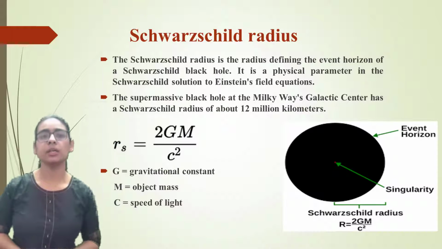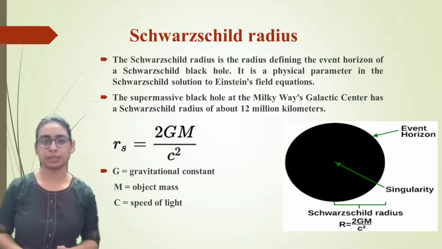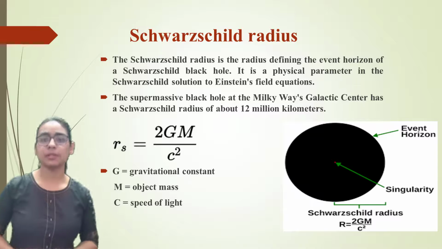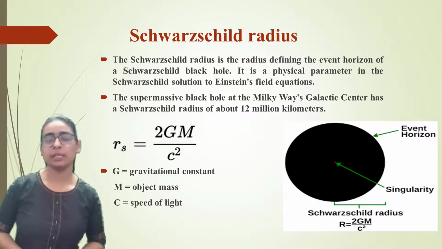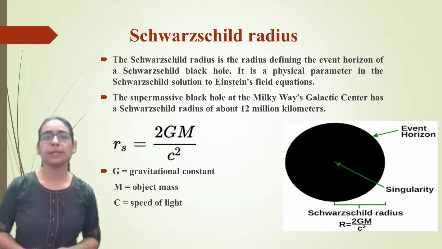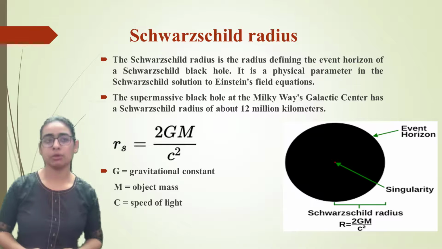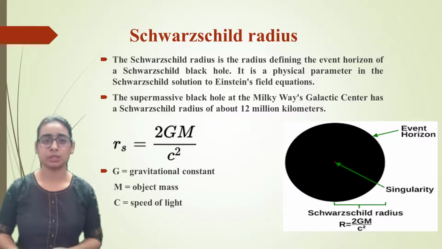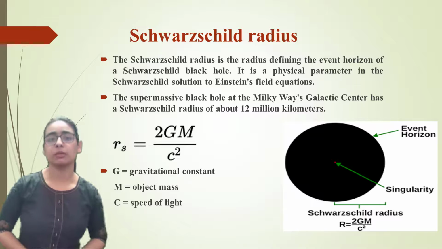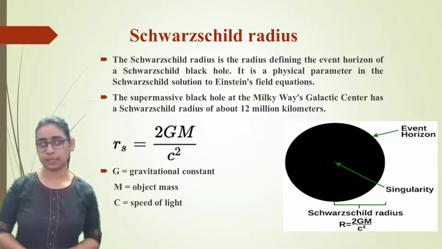Now, let's see what a Schwarzschild radius is. The Schwarzschild radius is the radius defining the event horizon of a Schwarzschild black hole. It is a physical parameter in the Schwarzschild solution to Einstein field equations. A black hole is an object with a radius lower than its Schwarzschild radius.